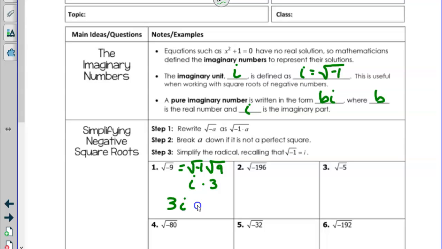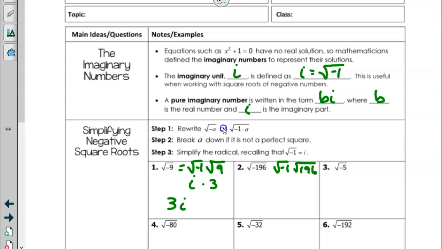Everybody okay so far? Alright, let's try one. That 196 you can tell is not a perfect square, so let's do that one. We're going to rewrite this so that we have the square root of negative 1 times the square root of 196. Is that a perfect square? Let me think. Is that 14? It is. I misspoke and said that it wasn't perfect.